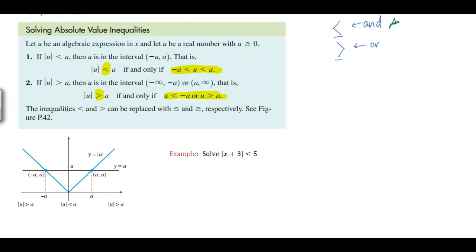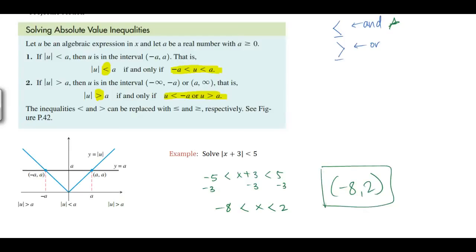Or do what the book does. They put the negative 5 and then they go less than x plus 3, which is less than 5. And go ahead and solve that. So as I solve that, I subtract 3 from all sides. And I get negative 8 is less than x, which is less than 2. And there's my solution. All the answers between negative 8 and 2. So I would write that as negative 8 to 2 in interval notation. And there you have it, right?